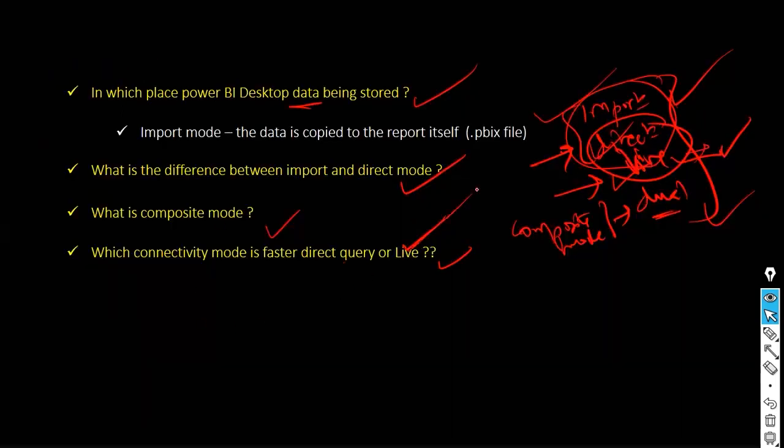So the live mode is faster. Why is live faster compared to direct query? Can someone tell me? The thing is like SSAS multi-dimensional. In the case of multi-dimensional, it's a cube, and they cache the cube in memory. SSAS itself would have already cached this multi-dimensional cube data. Since you are establishing a live connection with SSAS multi-dimensional, the data is already cached, hence the performance is much faster.